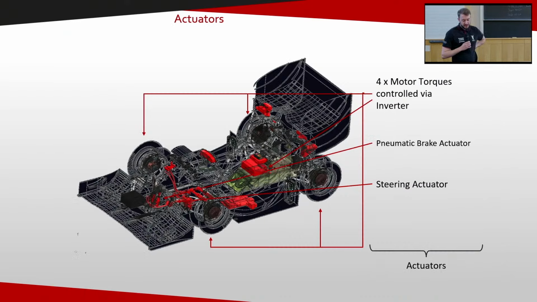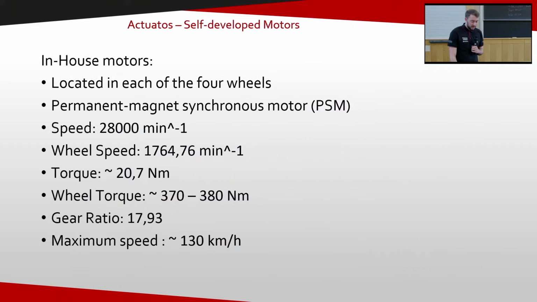So here you can see the actuators we have. We have 4 self-developed motors, for which we can individually set the torques. We have a pneumatic brake actuator for braking and also a steering actuator. Here is a little bit more about the specs of our motors. Most important is that we can reach about 130 kilometers per hour.